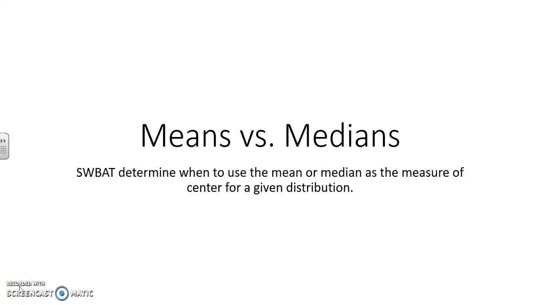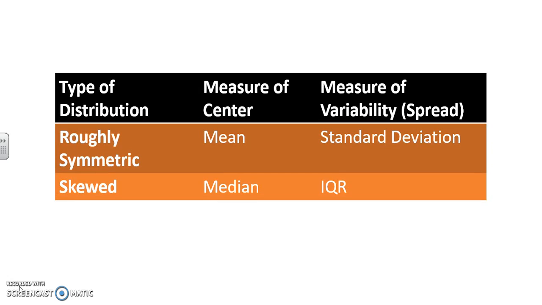Means versus medians. Students will be able to determine when to use the mean or median as a measure of center for a given distribution. In previous lessons, we've learned about the mean and standard deviation, as well as the median and IQR. Now, we want to investigate when we use these measures of center and spread.